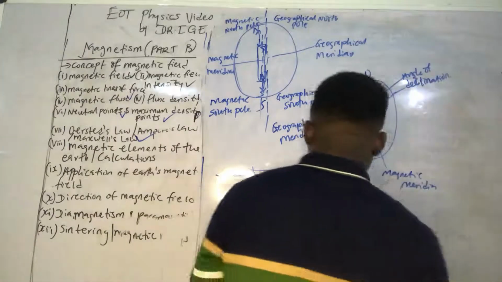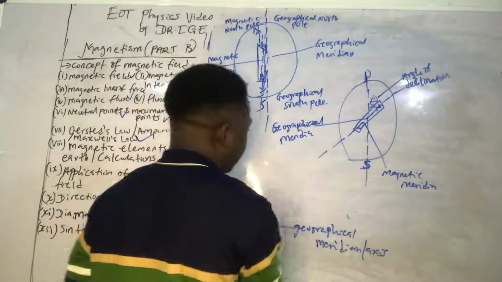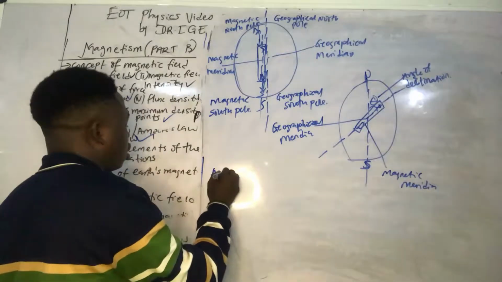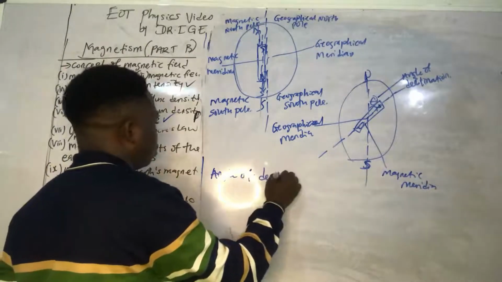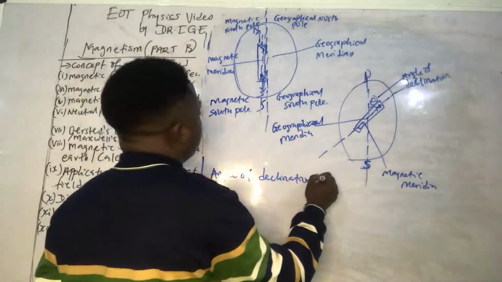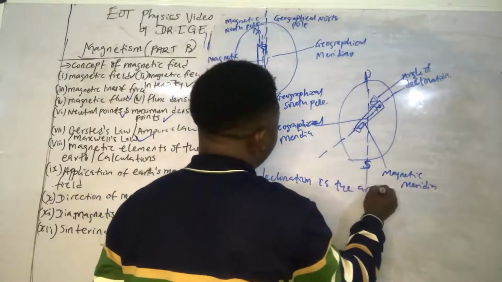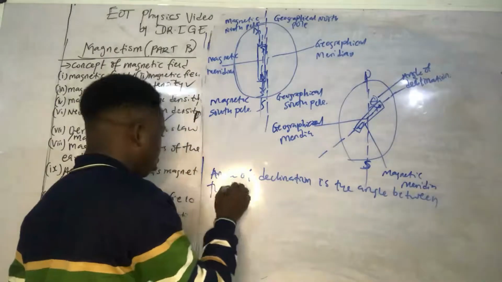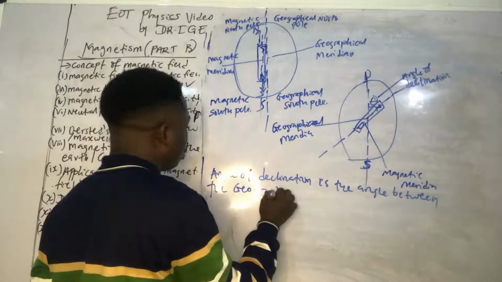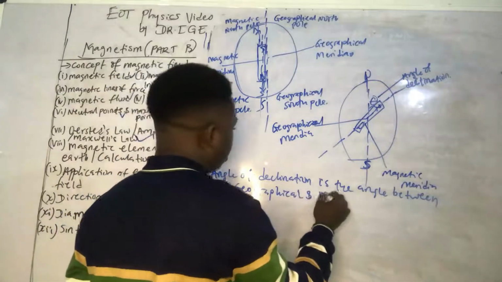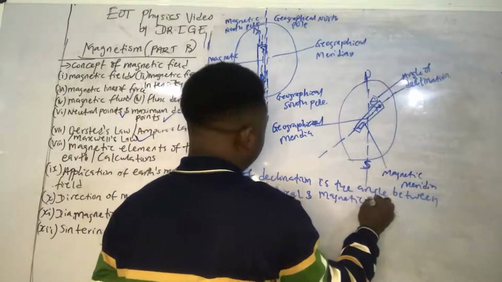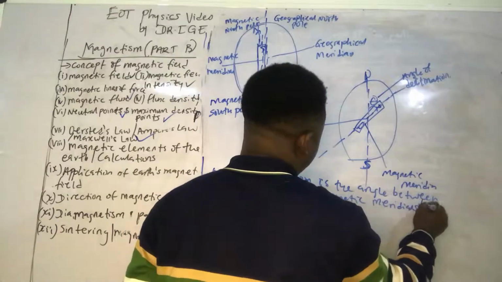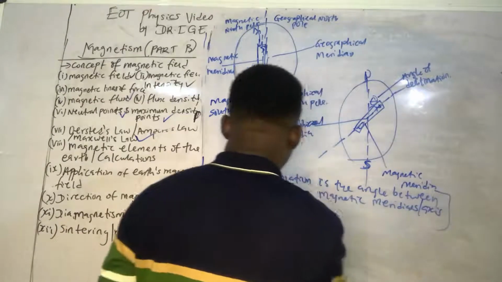Okay, so if you are to define angle of declination, let me define it properly here. Angle of declination is the angle between the geographical and magnetic meridian, or as it's very concise. Hope you get it now.